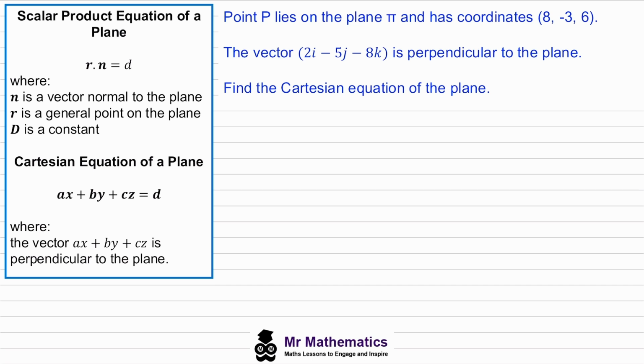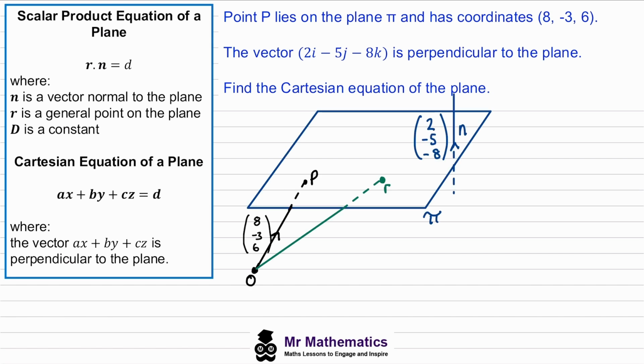Okay, so finally, we're told that point P lies on the plane pi with these coordinates, and this vector is perpendicular to the plane. We've been asked to find the Cartesian equation. So perhaps you want to try this question yourself. You can pause the video, and when you come back, we'll go through the worked solution. Okay, so welcome back. You ready to go? So the first thing I'm going to do is sketch the diagram. So we have a position vector of point P, a normal vector, and a general point R for our plane.